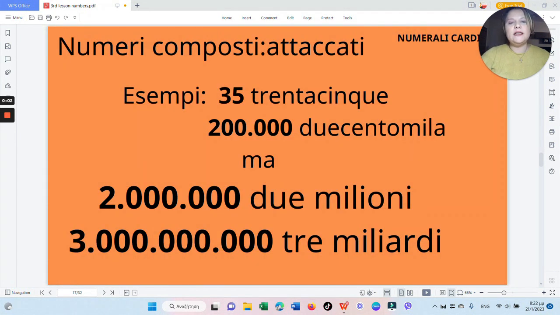Round numbers are written together. For example, 35, or 200.000, written all together. But if I want to say millions, billions, I use the word separate. For example, 2 milioni, 2 million, or 3 miliardi, 3 billion.